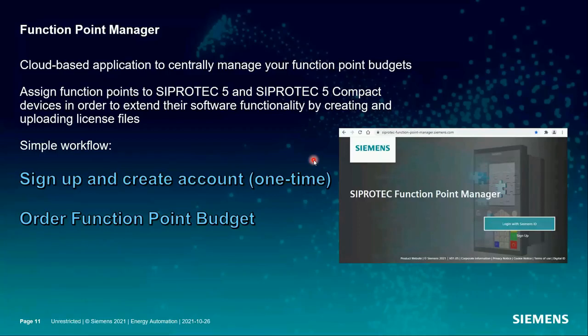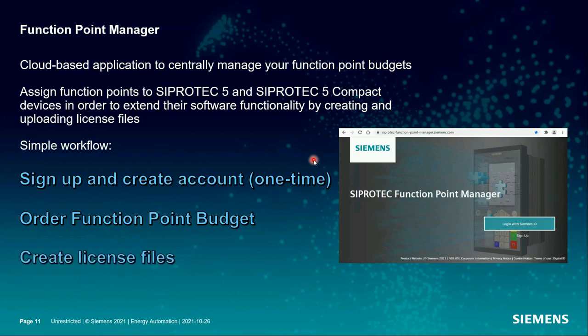Second point is then you have to order the function point budget. You can do this either with IMOL or with your regional sales partner. This is not a function in the function point manager. Order function point budget is an ordering process like a simple SIPROTEC 5 device ordering.